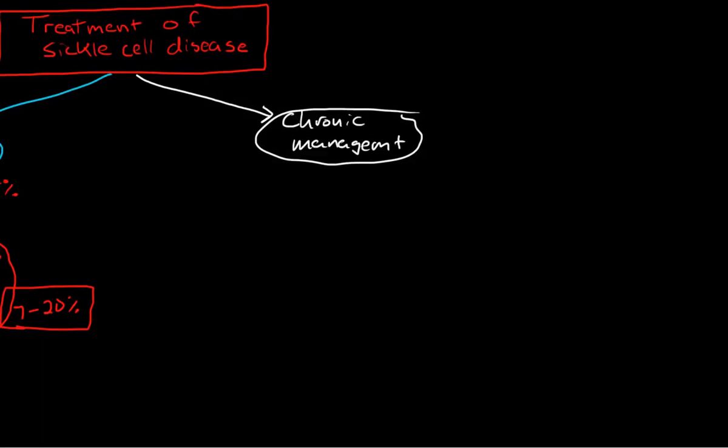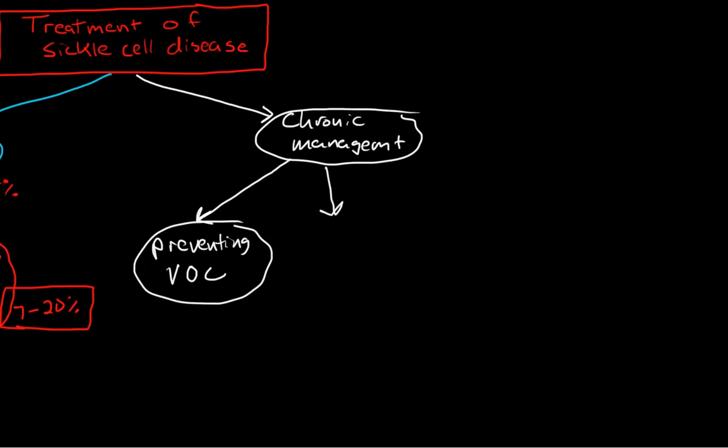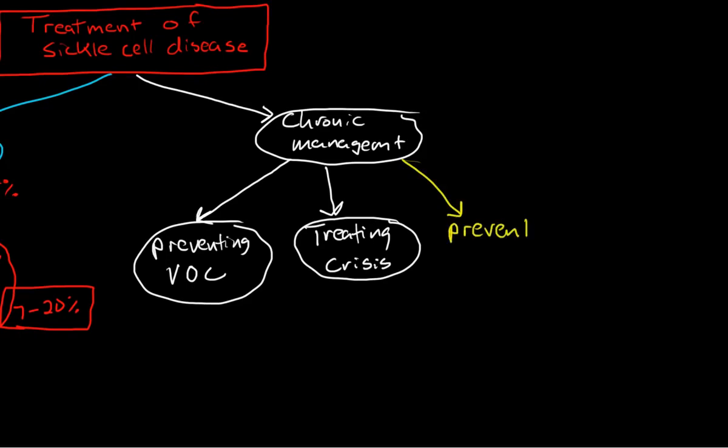So for the rest of sickle cell patients, we need to engage in chronic management. Chronic management involves preventing vaso-occlusive crises, treating these crises when they occur, and preventing infection. Infection is actually the number one cause of mortality in sickle cell patients, so this is very important.